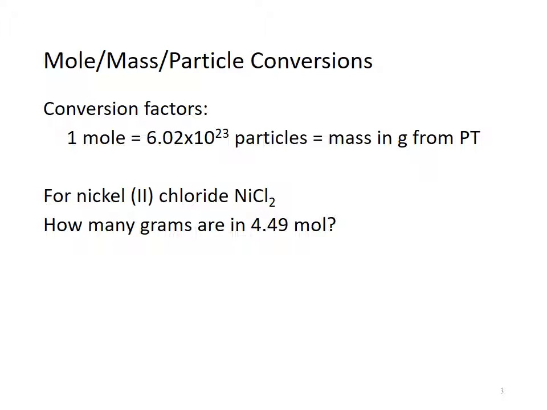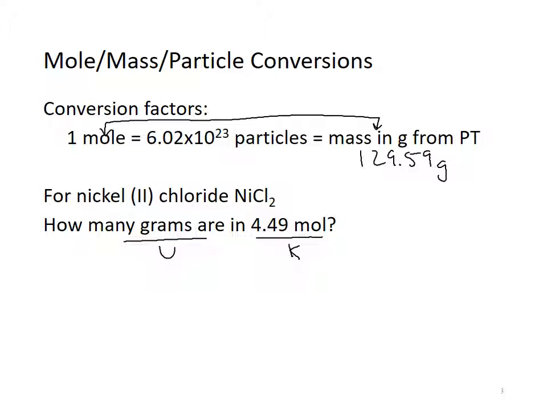For the last question, we're going to work from moles to grams. So now, in this case, mole is my known, grams are my unknown, which means I'm going to go up here and pull those two again, which means I do need to remember from the first slide that the molar mass of nickel 2 chloride is 129.59 grams. So my question says I'm starting with 4.49 moles of nickel 2 chloride.